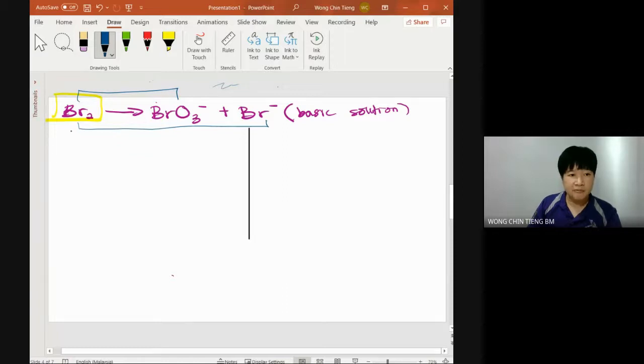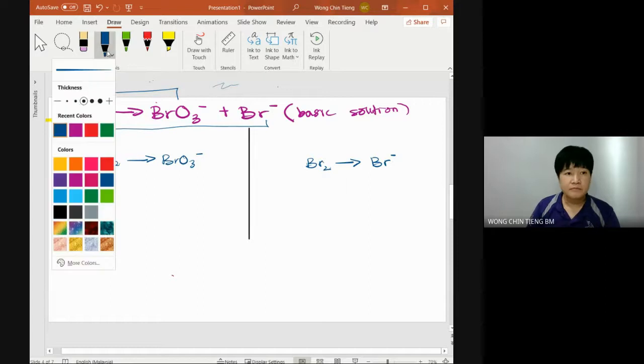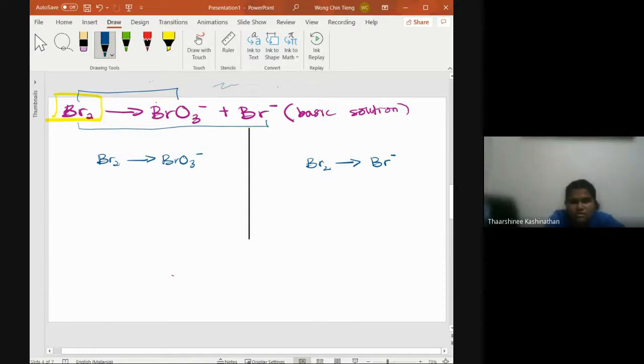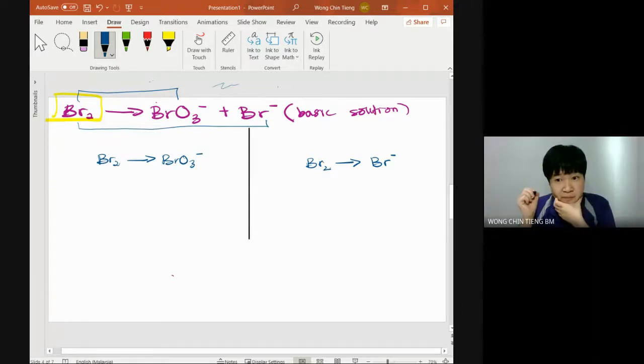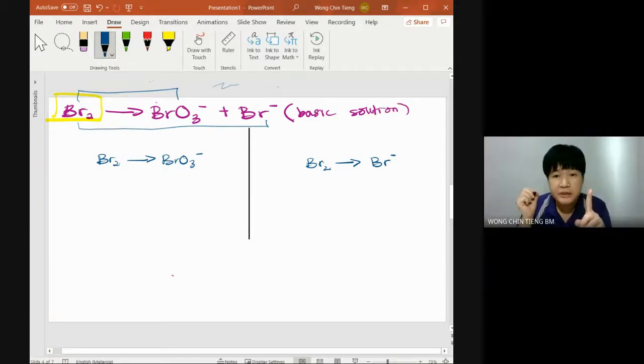Okay. So first step is we split them into the half equations. So let's split them. I have my Br2 over here. My first pair is Br2 and BrO3 minus. The second pair, Miss Wong has Br2 and then Br minus. Okay, that's the first step, settled. And then second step, anybody? Tashini, what is your second step? Add water. Add water straight away. No. First step, we are done. We split them into half.